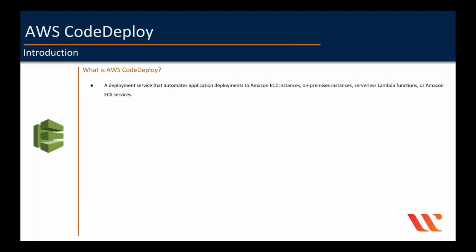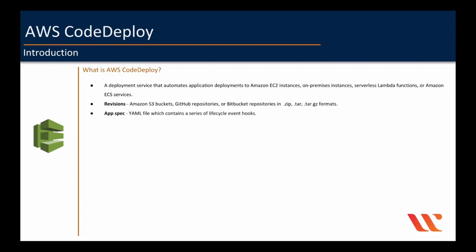Using CodeDeploy, we can deploy the code which is stored as .zip or .tar or .tar.gz as of today, stored in an Amazon S3 bucket or GitHub or Bitbucket, and we call them revisions. Along with the code we are deploying, we need to provide an AppSpec file. It is basically a YAML format file similar to what we have seen in CodeBuild.